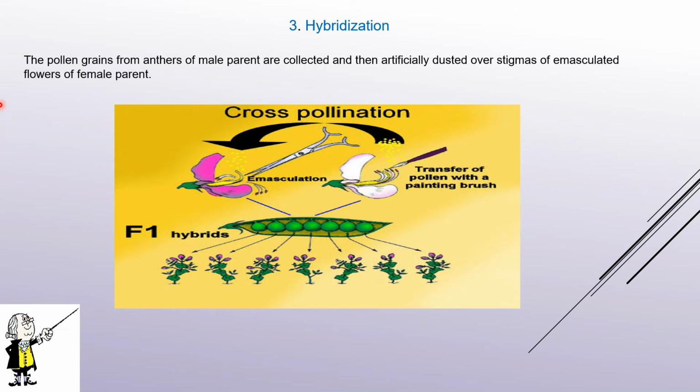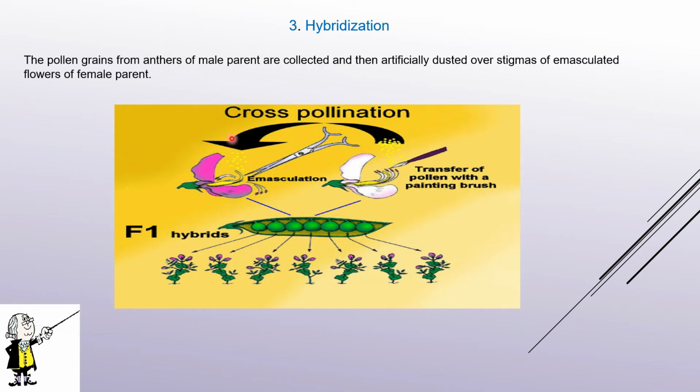Now what is this emasculation? Emasculation is removal of the anther before anthesis, and this is possible only in case of a bisexual flower. See, this is a bisexual flower which consists of the gynoecium part as well as the androecium part. Now I want the suitable pollen grain, that is of my desirable quality, to be placed on this stigma. So for that I need to remove this anther, and once the emasculation is done, I can transfer the pollen of desirable quality over this stigma.